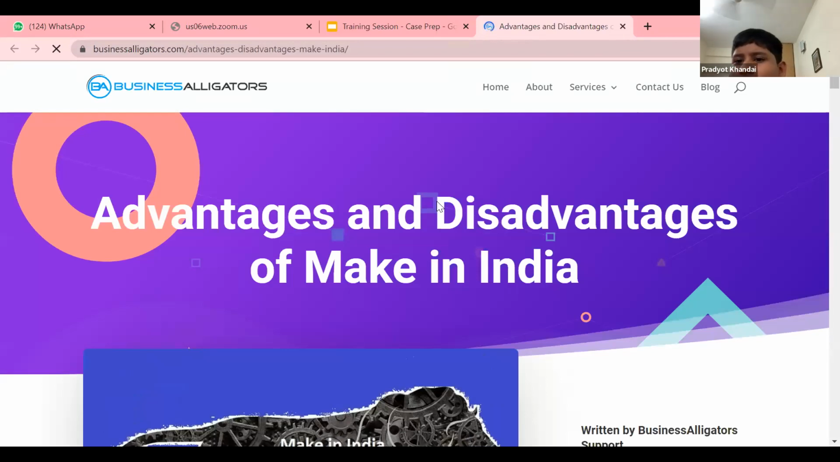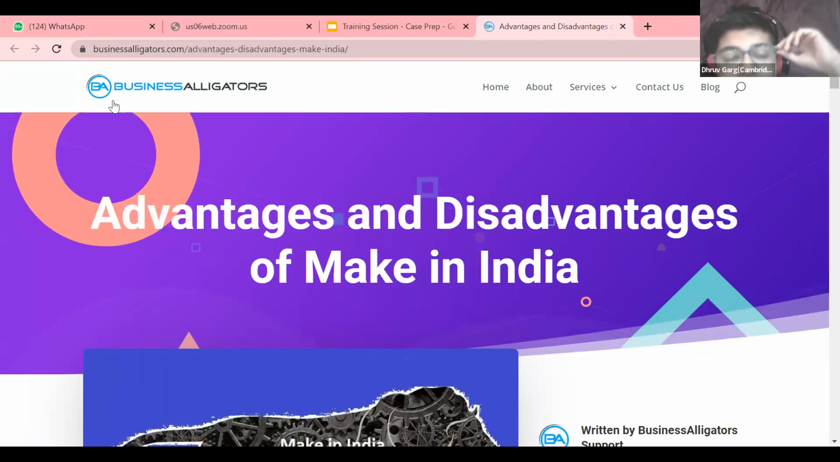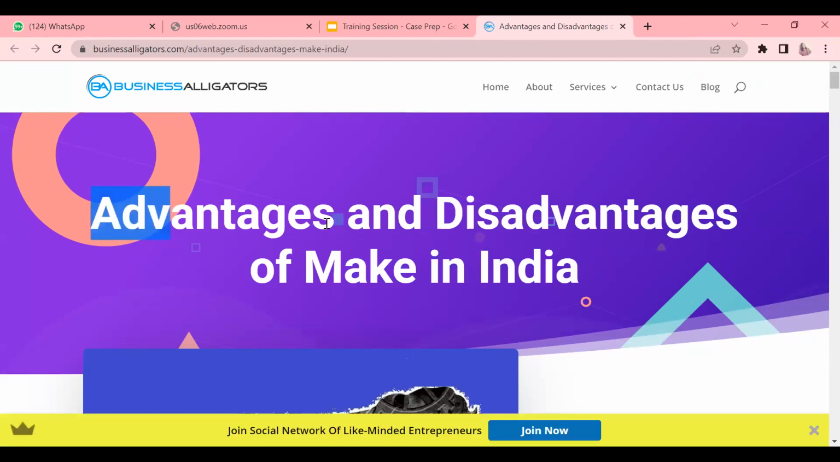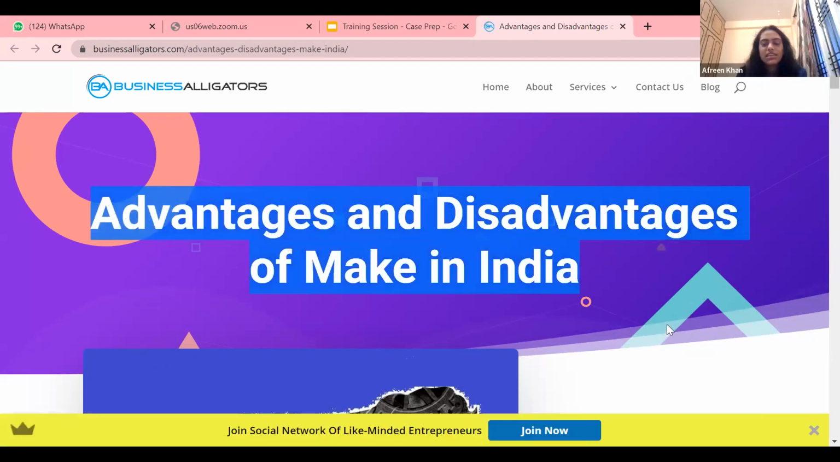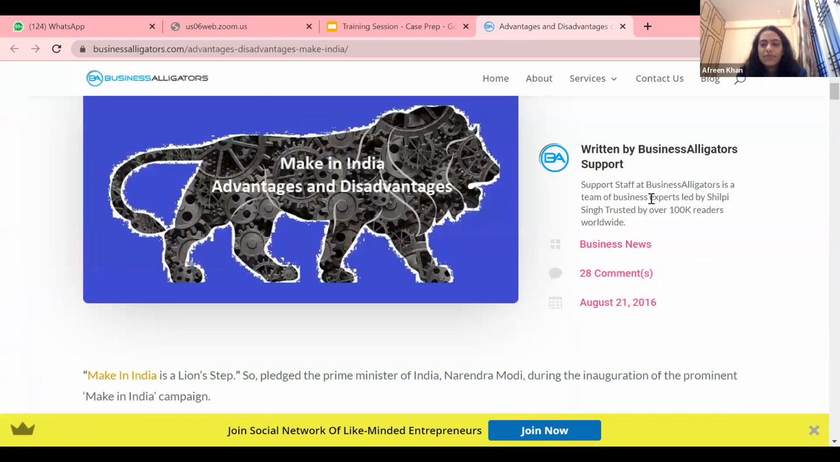Can you see the website? Yeah, it's loading. It is black. And it's loading. Okay. Yes. Now it's up. So what is the website name? Business Alligators. Now, what is the title name? Advantages and Disadvantages of Make in India. What is the author name? Author name is Shilpi Singh.